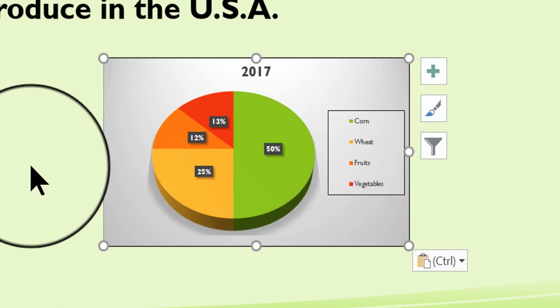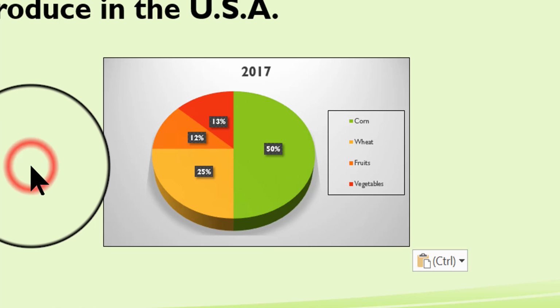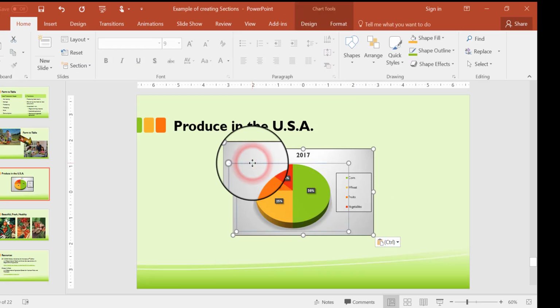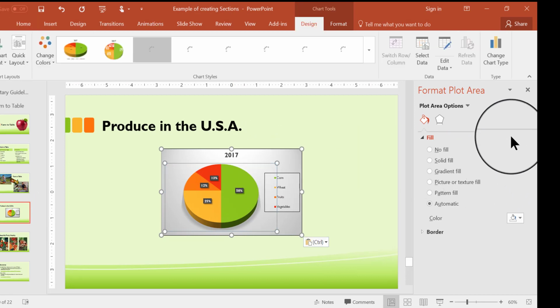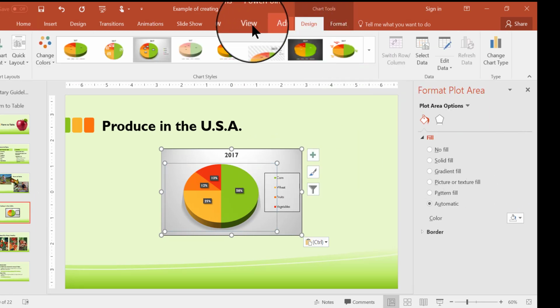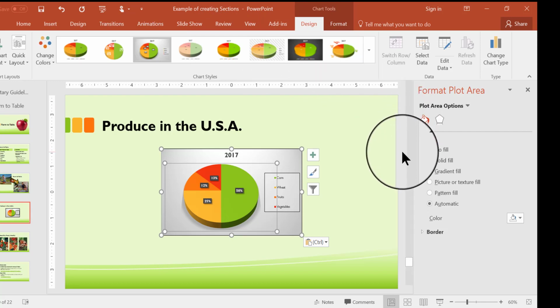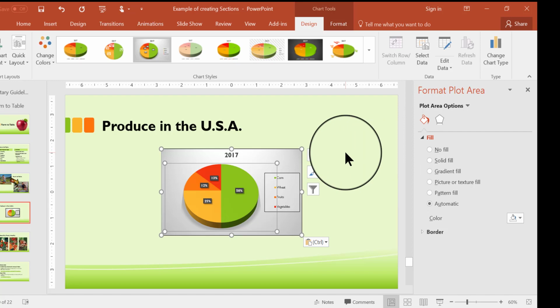So here it is, here's my chart, and it has been embedded, which means if I double click on it, it will give me options over here on the right and also up top here in the ribbon on the top to make changes to the chart. Now, any changes or editing that I do to this chart now in PowerPoint will only affect the chart here in PowerPoint. It won't have any effect at all on the Excel file.